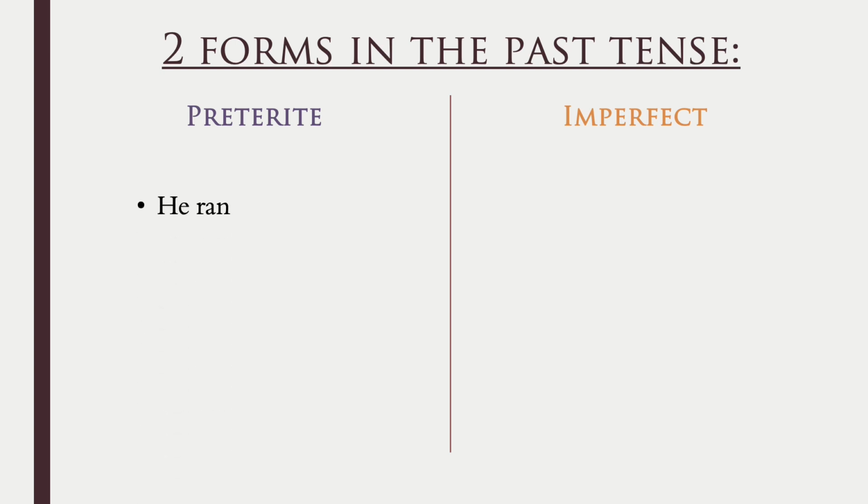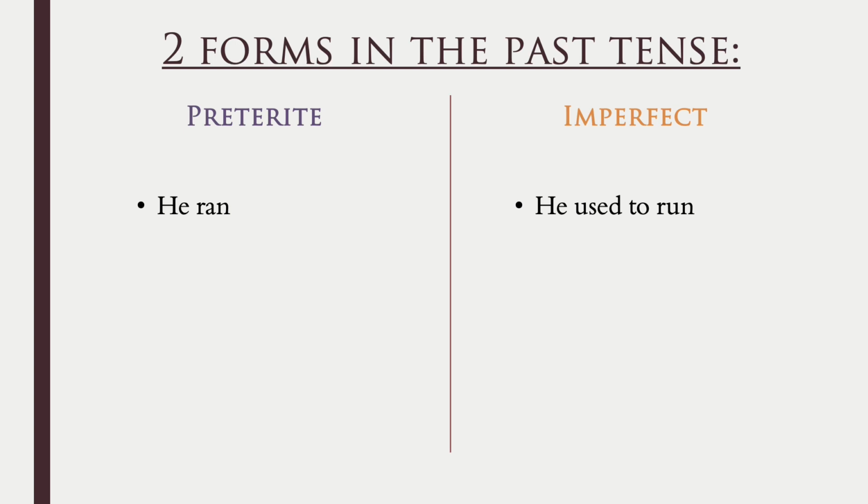On this side with the preterite, we have "he ran." That's the precise finished action. He ran. The imperfect version of that would be "he used to run." Man, he used to run up and down this street every day or whatever. He used to do it. It was an ongoing action. Not over a specific period of time, just something that was ongoing, right?